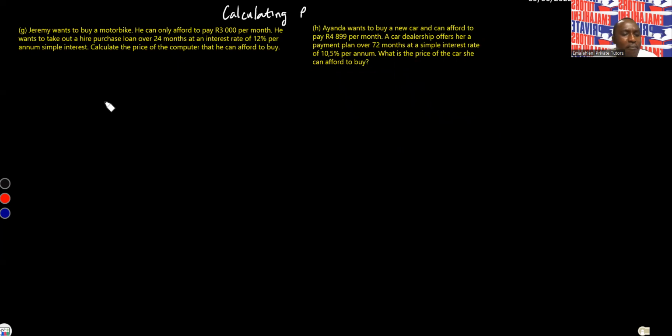Now, Jerem wants to buy a motorbike. He can only afford to pay 3,000 per month. He wants to take out a hire purchase loan over 24 months, at an interest rate of 12% per annum, simple interest. Calculate the price of the computer that he can afford.